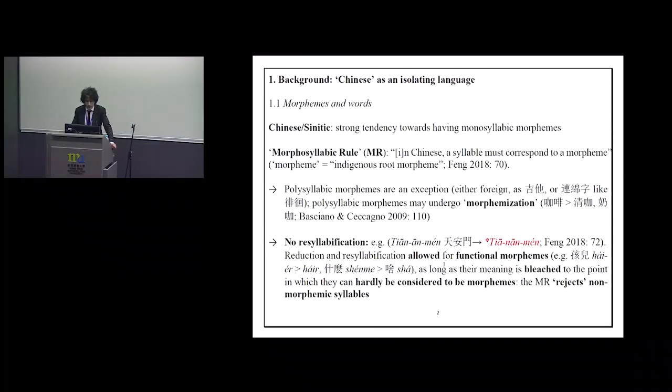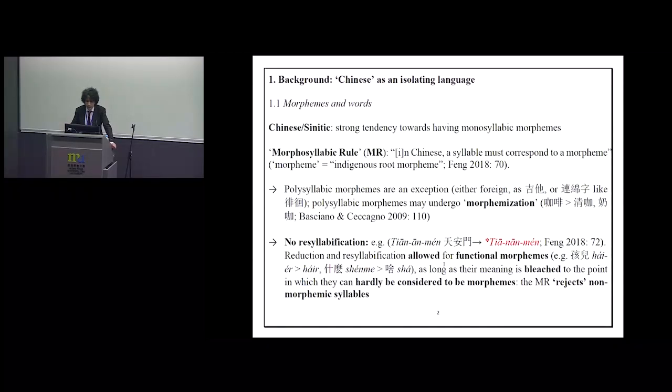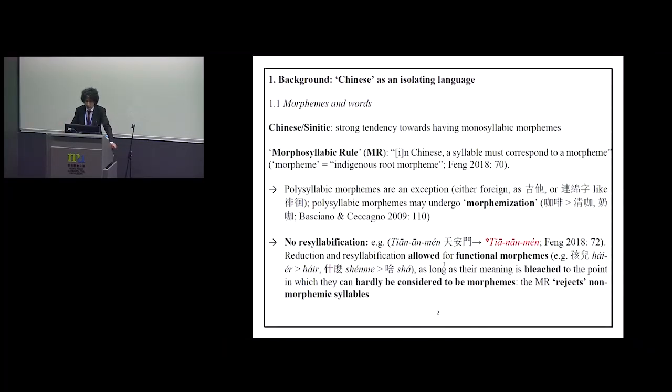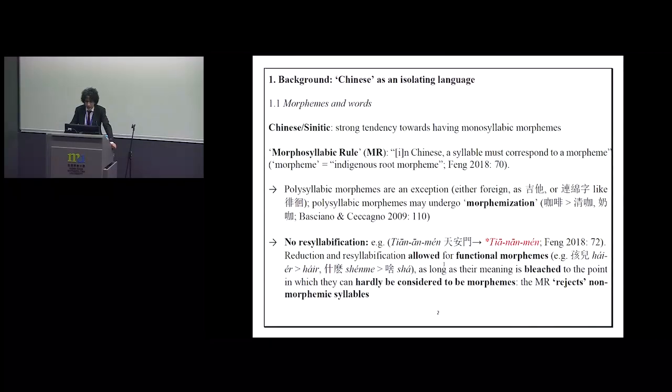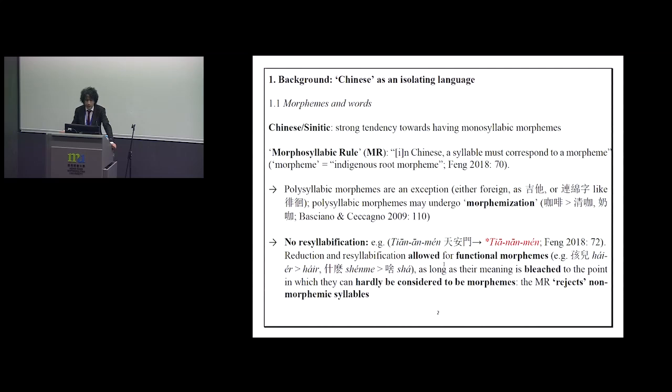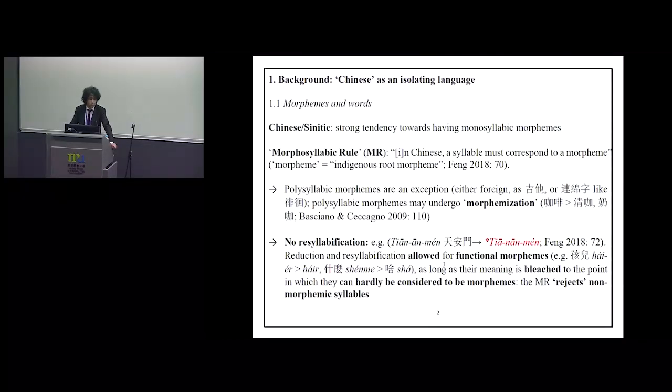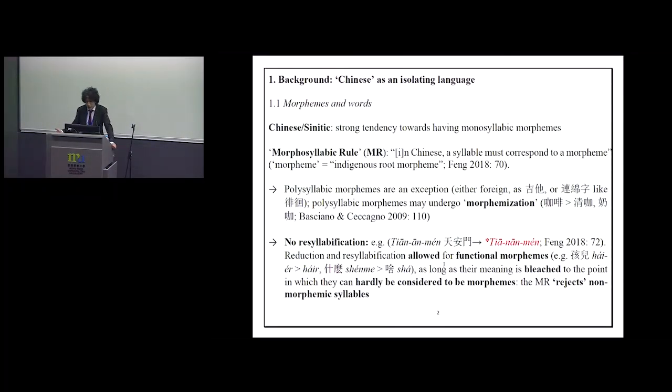Of course, we know that Chinese, in the sense of Sinitic, has a strong tendency towards having monosyllabic morphemes, and this has even been formulated as a rule in work by Fengshen Li, which basically says that in Chinese, a syllable must correspond to a morpheme, and by morpheme here, he means more specifically a native Chinese root morpheme, so not a suffix, not a loanword. Of course, there are exceptions, but it's mostly loanwords, like jita in Mandarin, or liemianzi. I don't know how to say this in English, sorry, like paihuai.